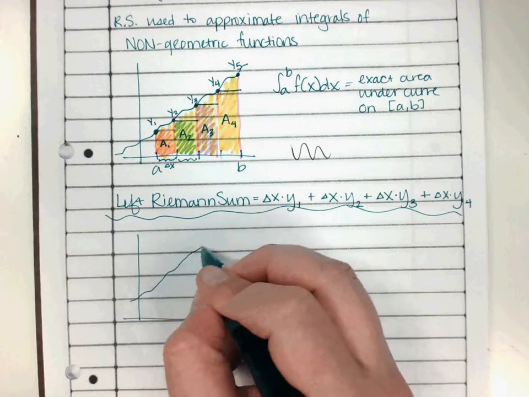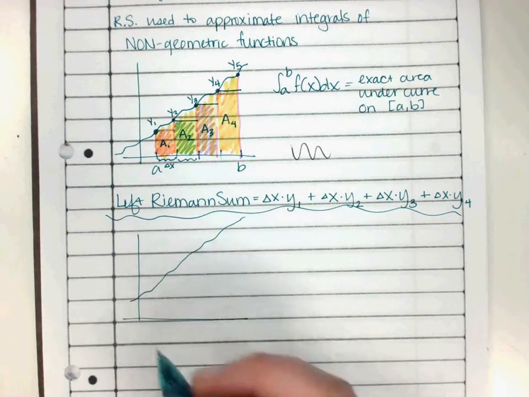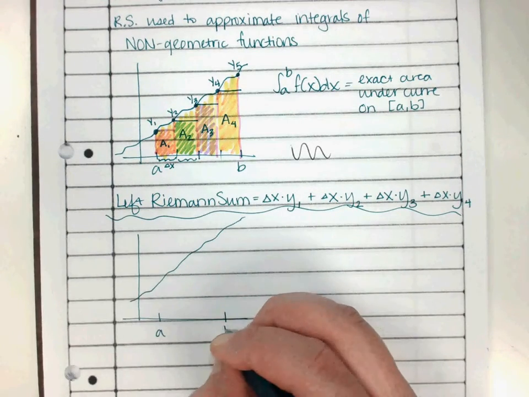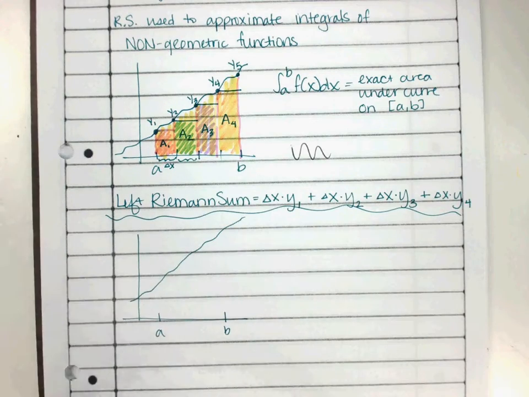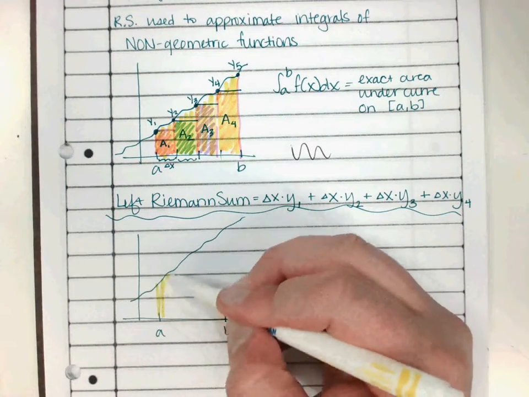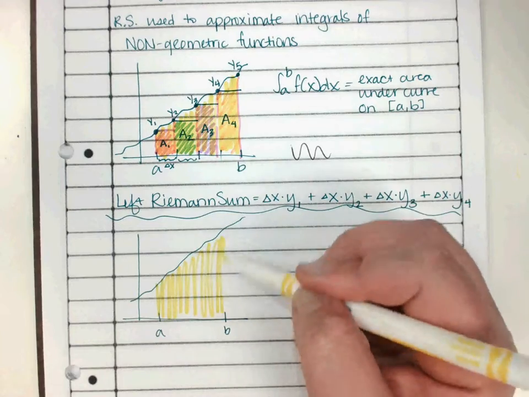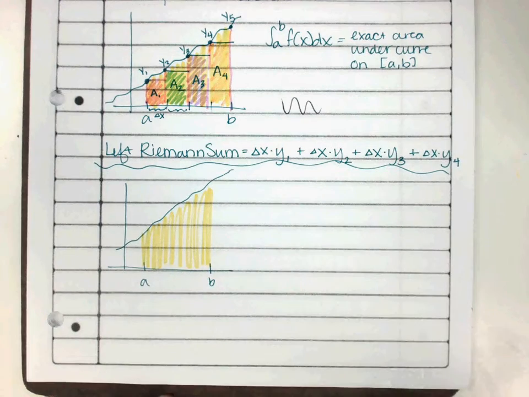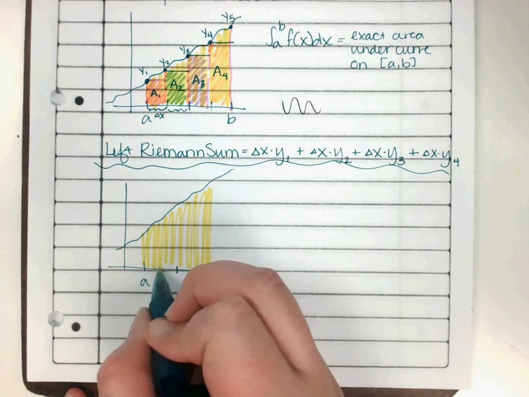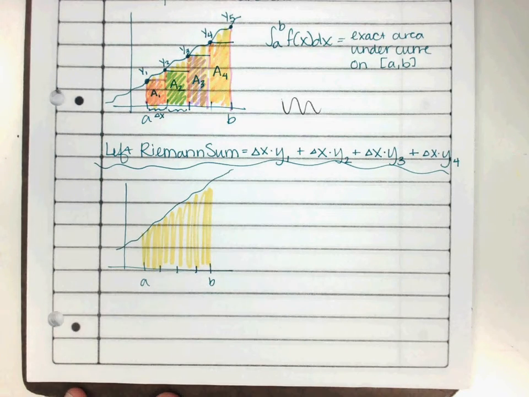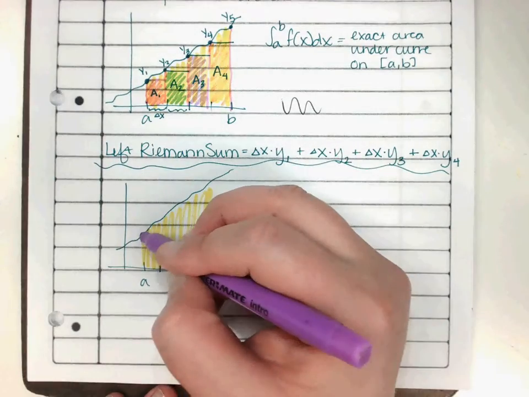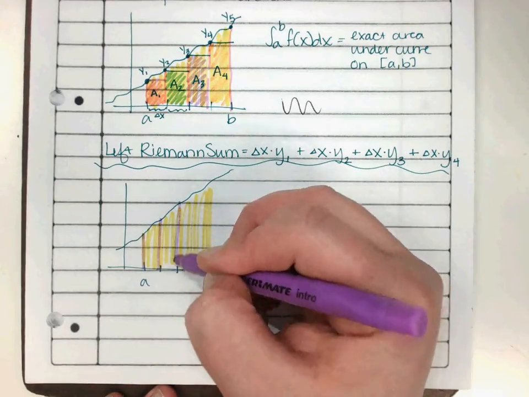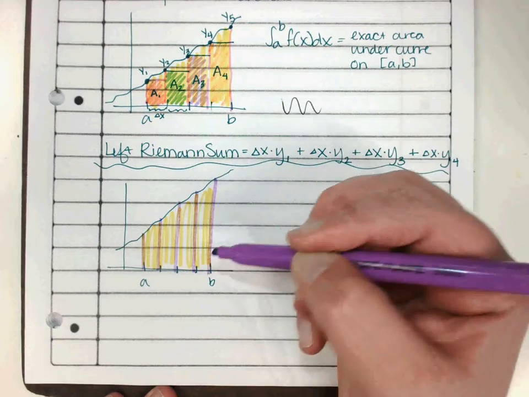So, squiggly line going up, A to B is going to be here. Here's my exact area that I'm trying to calculate. Okay, but it's not a geometric shape, so I'm going to do a Riemann sum. I'm going to cut the interval in half. Then I'm going to cut each of those intervals in half. And then I'm going to divide up my space into 4 chunks. So, line, line, line, line, line.